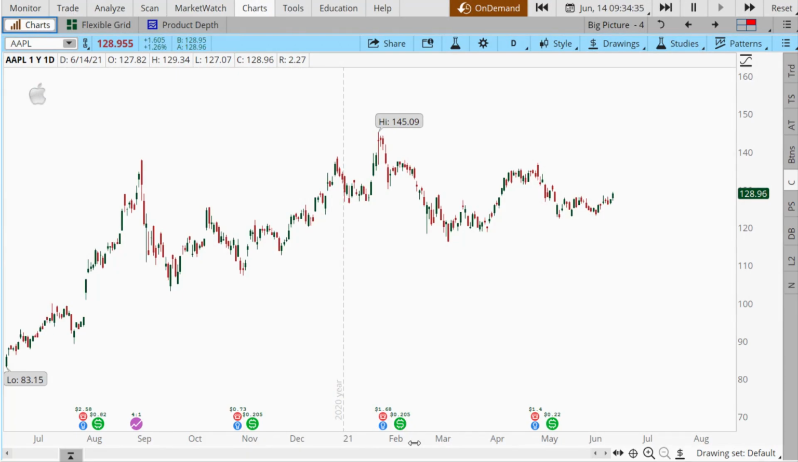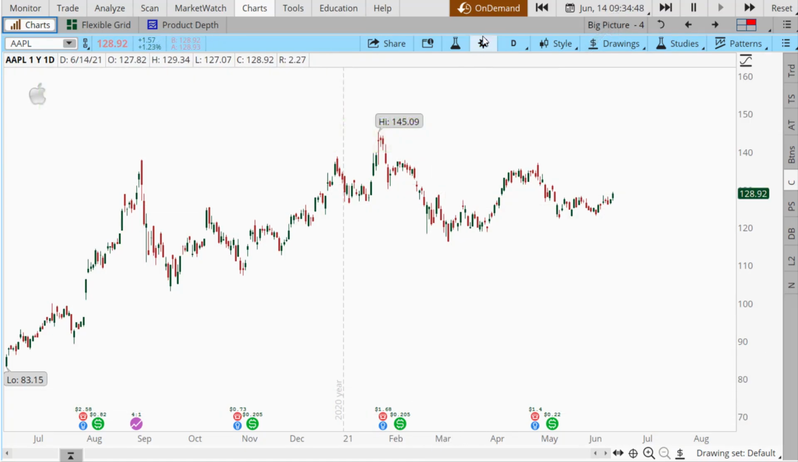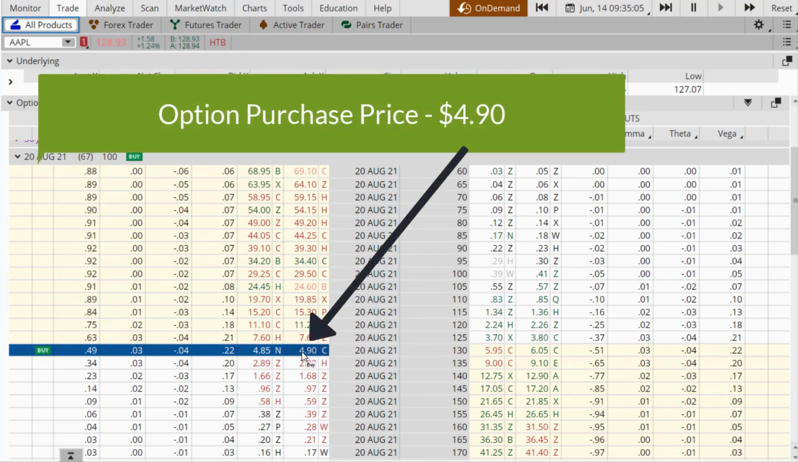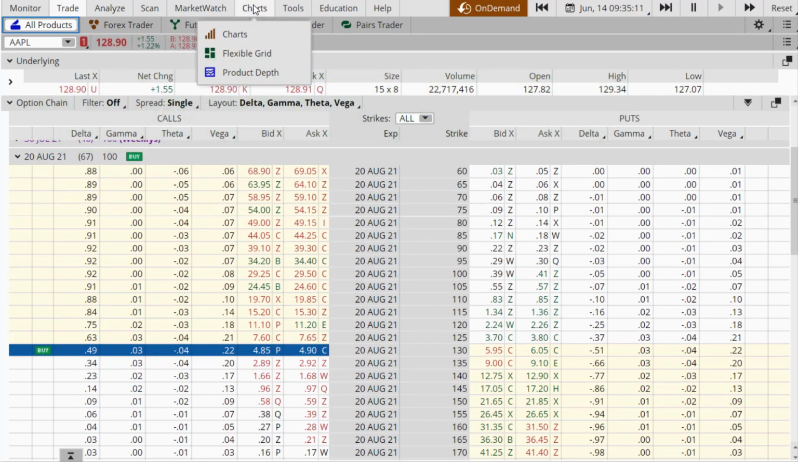3, 2, 1. So let's go ahead and take a look at the result. Now, what's kind of good about this particular platform is that I can see very easily what my trade did by going back to what's called an on-demand feature. So in this case, that option on that day, it broke above the breakout point the very next day. And so on that day that we broke above the breakout point, our 130 call, you can buy it for $4.90 a share. So the $4.90 a share is the amount that you buy it for on that particular day.